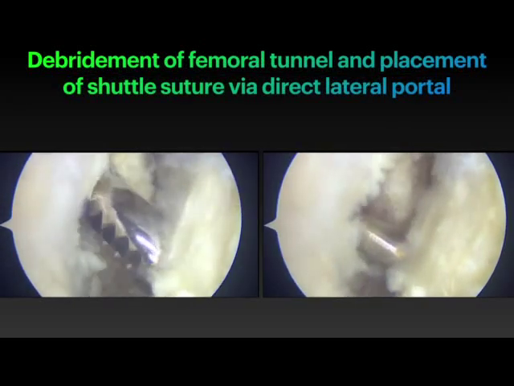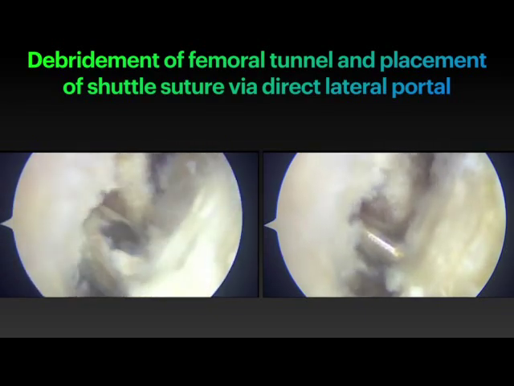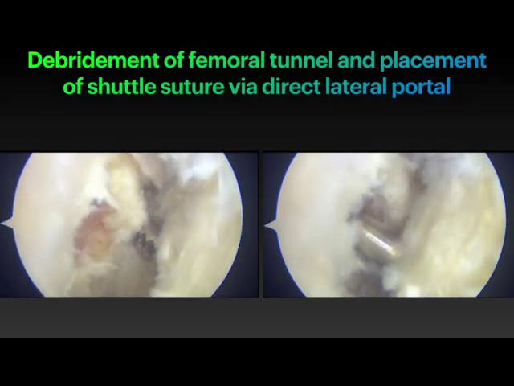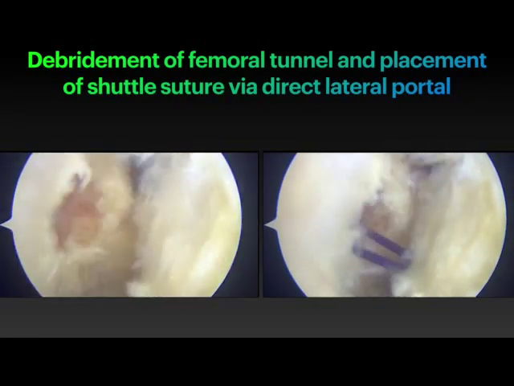With the shaver in the direct lateral portal, we debride the aperture of the femoral tunnel and we place a shuttle suture in the femoral tunnel through the direct lateral portal utilizing a guide pin. We thus establish the popliteus femoral tunnel.